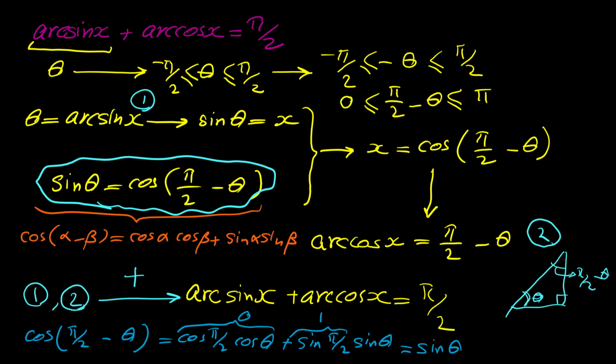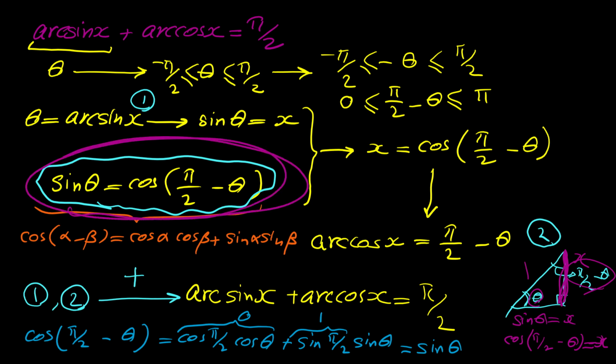And if this angle is theta, and we suppose this side is x, sine of theta would be x over 1. What is cosine of this angle? Cosine is adjacent over hypotenuse, and the adjacent is again x. Cosine of pi over 2 minus theta is also x. So sine of theta is x, and cosine of pi over 2 minus theta is also x. So this can be considered another proof for this relation.